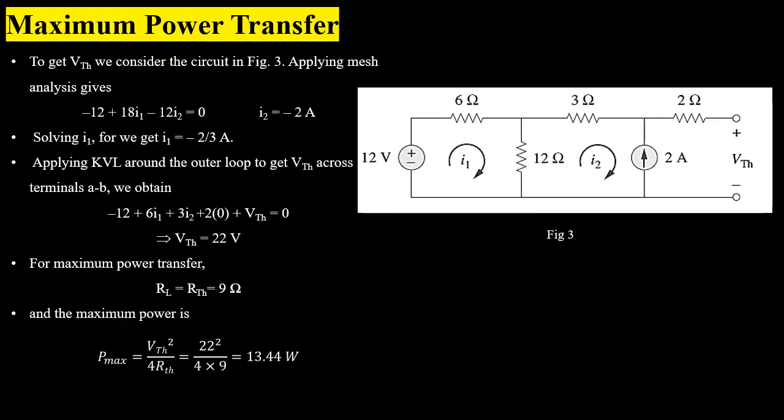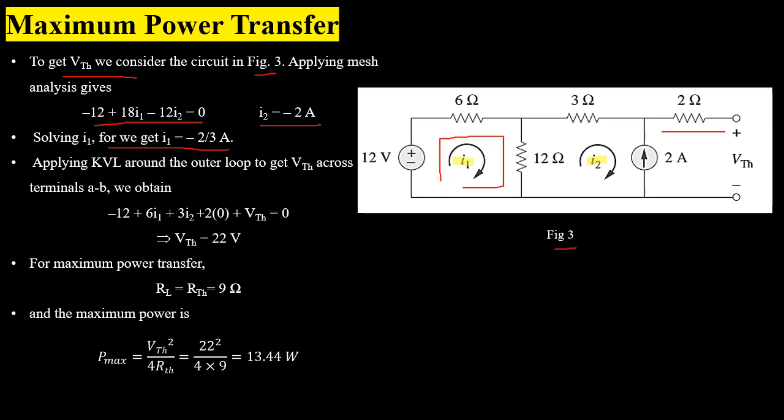Now to find the value of Thevenin voltage, we will apply mesh analysis to the circuit given in figure 3. We will assign the mesh currents I1 and I2. Mesh current I2 will be equal to -2 amperes, and the equation for mesh current 1 will be -12 volts plus 18 I1 minus 12 I2 equal to 0. Also, no current is flowing through the 2 ohm resistor near the load terminals, so we will use these two meshes for analysis. Solving the equations, I1 will be equal to -2/3 amperes.